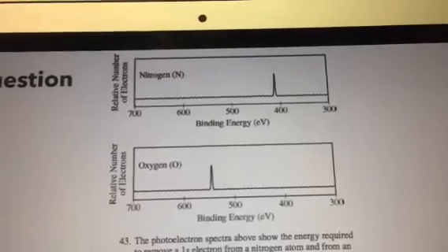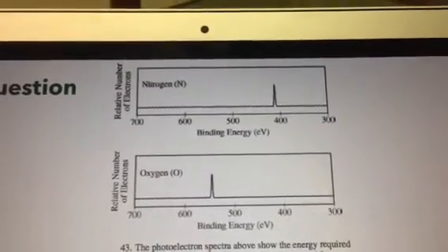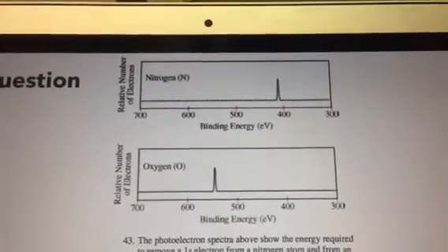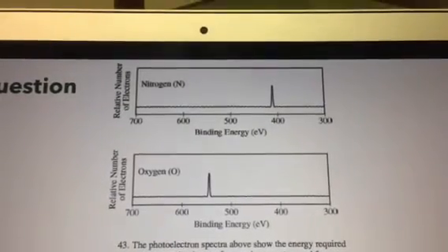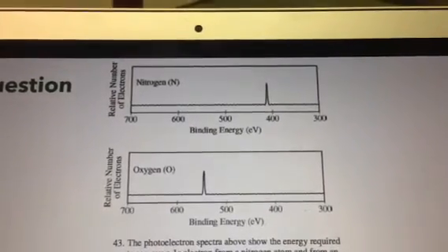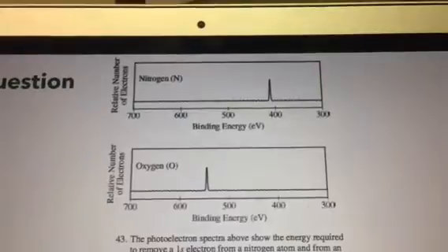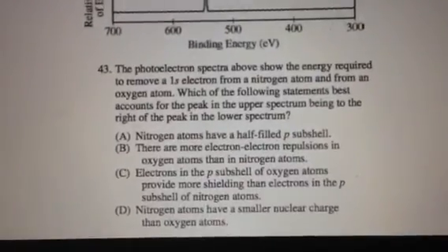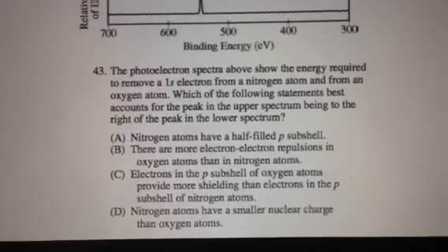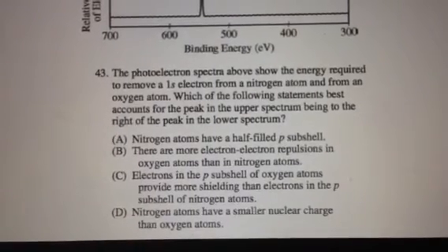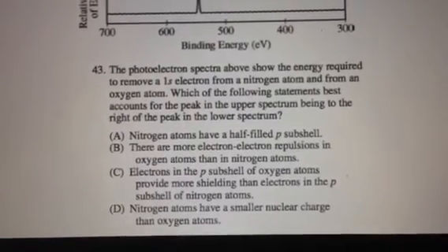Oxygen required more, and that's because oxygen has more protons in the nucleus, so that electron is feeling more force due to Coulomb's law, thus it requires more energy to remove that 1s electron. And the answer to this is D. Nitrogen atoms have a smaller nuclear charge than oxygen.